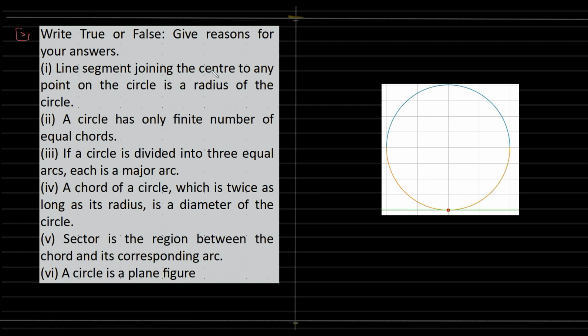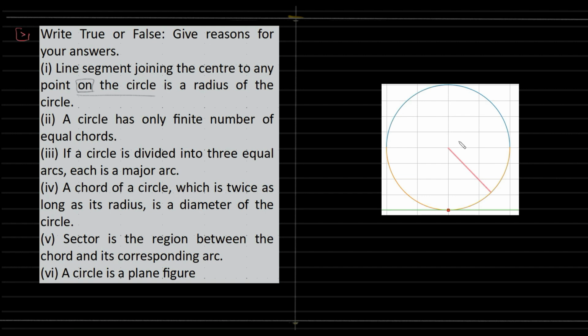Line segment joining the center to any point on the circle is a radius of the circle. Yes, that's the very definition of a radius. So from the center onto a circle, that is the circumference of the circle. Here the tricky part is "on the circle". Many people don't understand why it is so difficult, because when you're talking about on the circle, they're talking about the perimeter, that is the circumference of the circle.